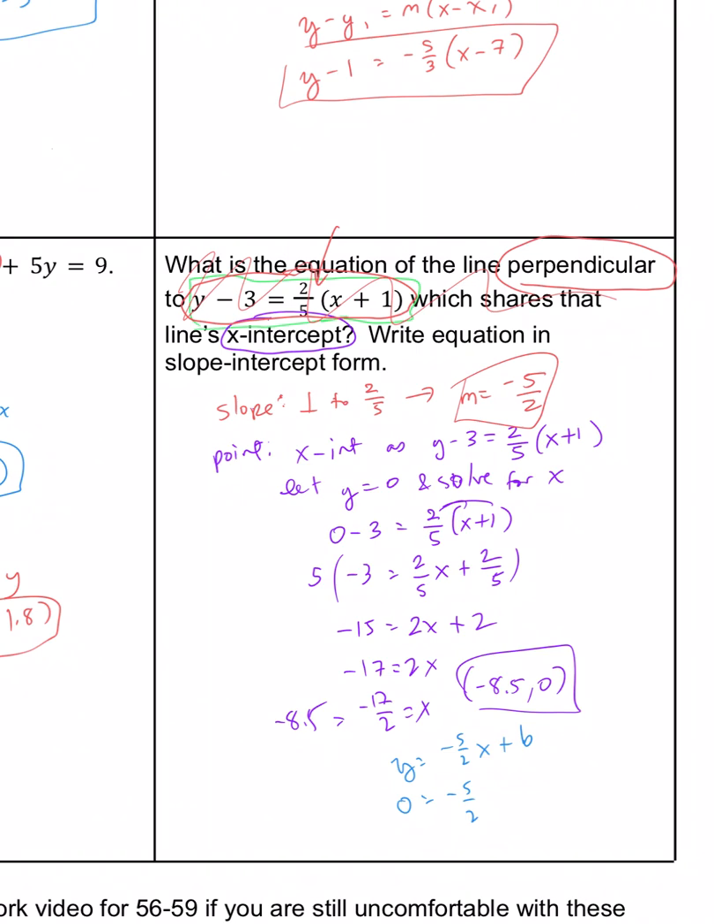Now for my purposes, because I'm not using a calculator, negative 8.5 is negative 17/2. When I multiply those two fractions together, I'm going to get 85 over 4. And then I have to get b by itself. So it's going to be negative 85/4. And then my equation is y equals mx plus the b, which is the same thing as subtracting 85/4.